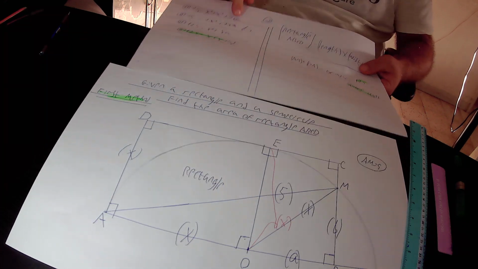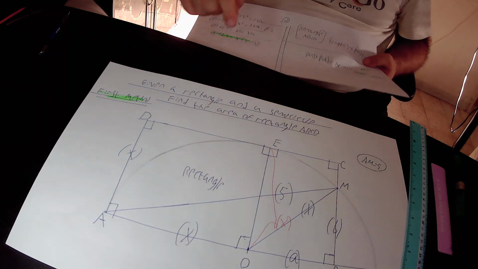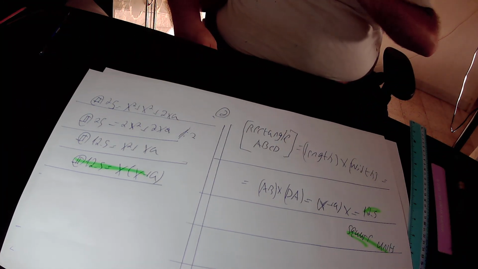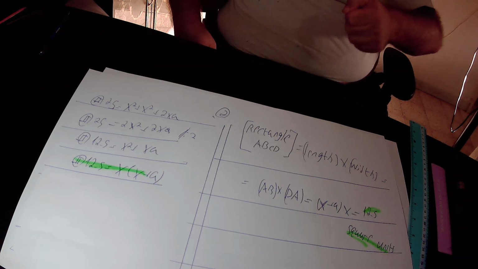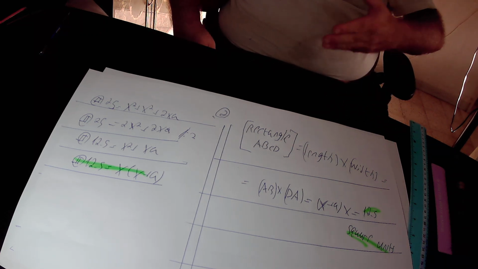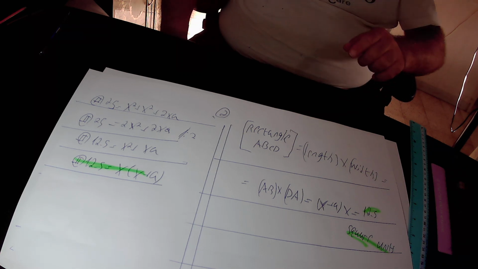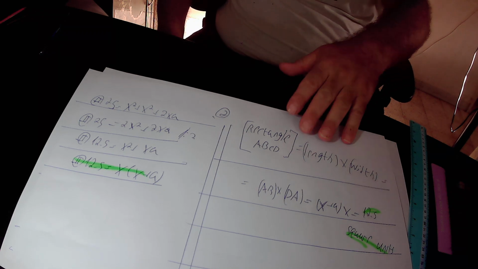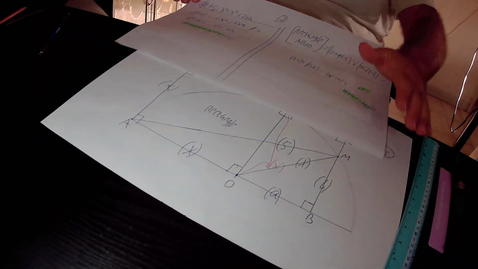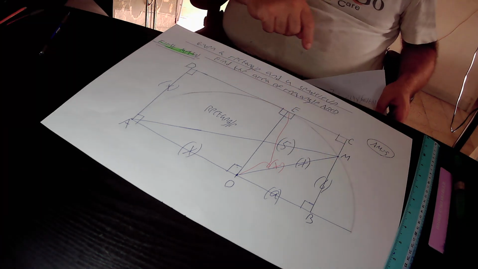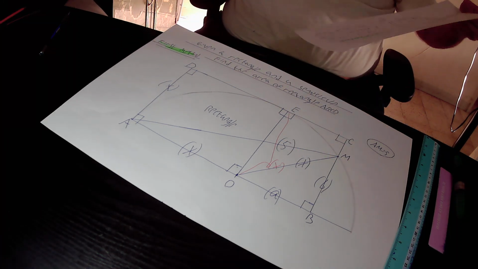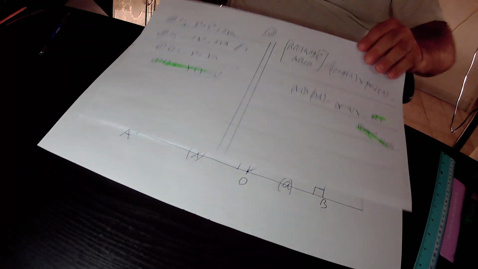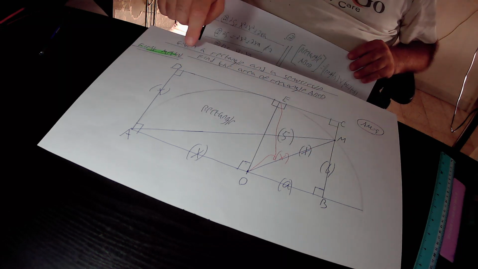Our mission is to find out the area of this rectangle ABCD. So what is the area of rectangle ABCD? Actually, the area of any rectangle equals the length of the rectangle times the width. And therefore, the area of rectangle ABCD must be equal to the length of the rectangle ABCD times the width. The length of this rectangle ABCD is AB, and the width is DA. So in total, the area of rectangle ABCD must be equal to AB times DA.